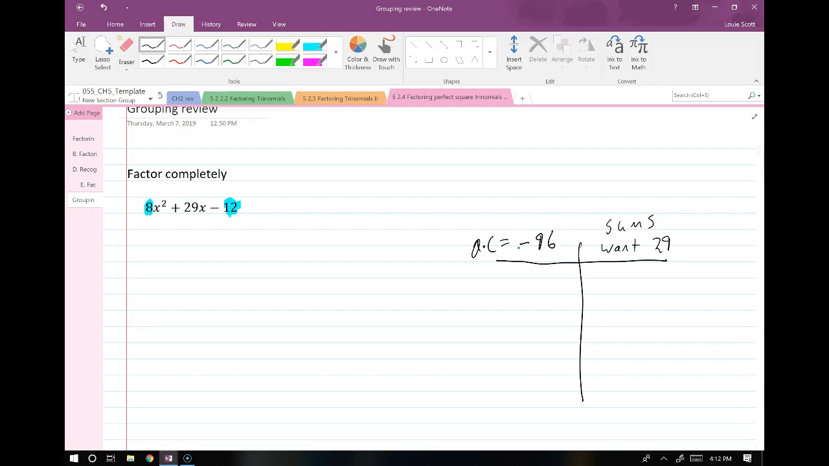So for something large like this, we can really just start out at the beginning. 96 is even, so I'm going to say 96 divided by 2. Well, that's 48. So the difference between 48 and 2 is clearly not 29. So I had 48 and negative 2. 48 minus 2 gives us 46. Now we could try and divide 96 by 3.